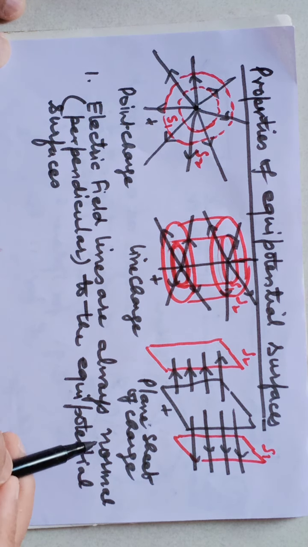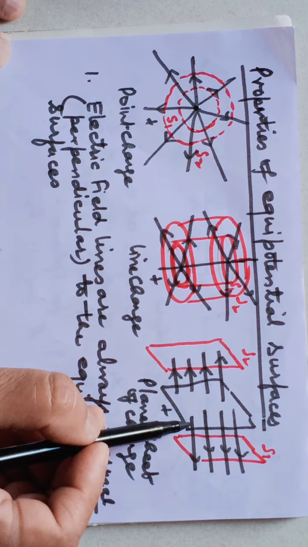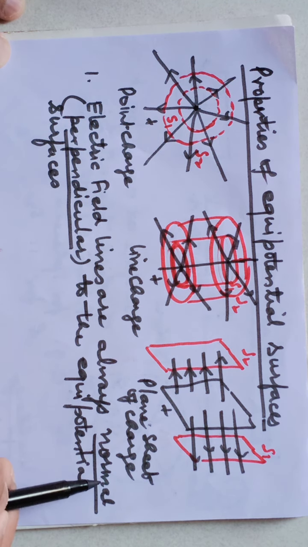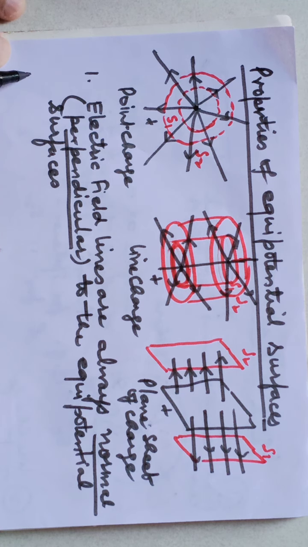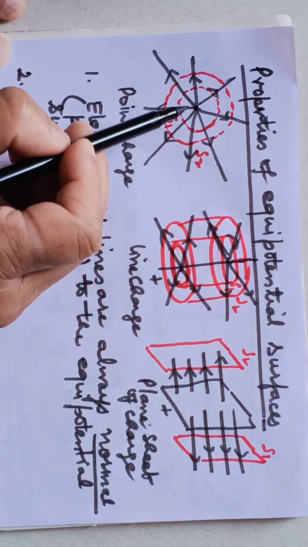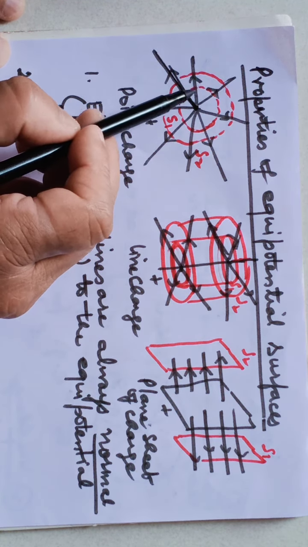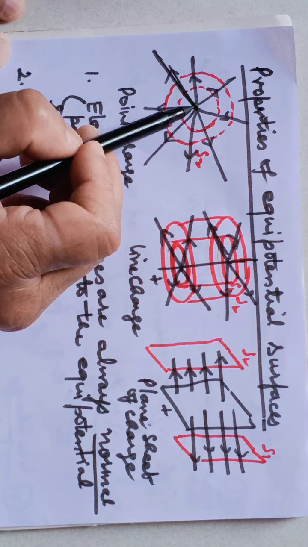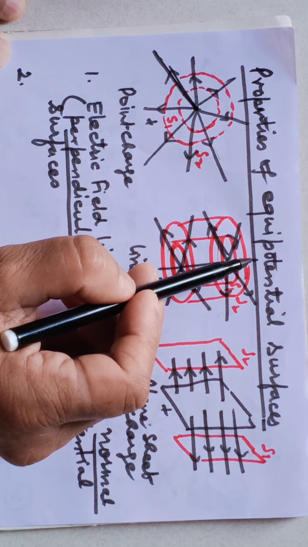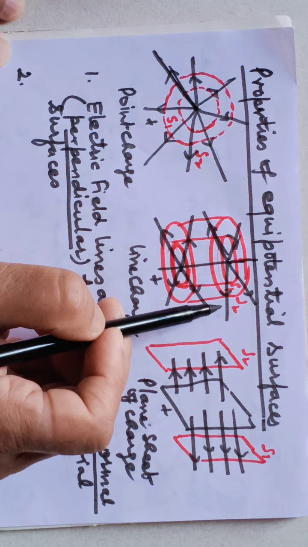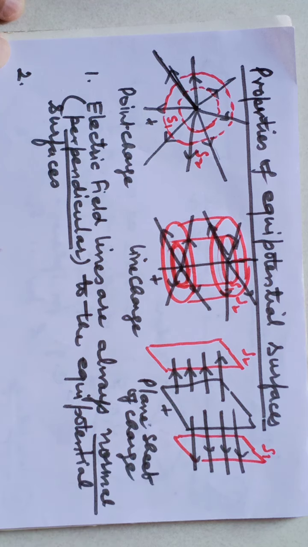In case of curved surfaces, we use the term normal. In case of plane surfaces, we use the term perpendicular. We can also use the term normal, which is the more general term. So this is property number one. The electric lines of forces are always normal to the surface. A line normal to the sphere is radially outward, along radius vectors. A line normal to the cylindrical surface is a radially outward line. These are the perpendicular lines. So this is the first property, very important.